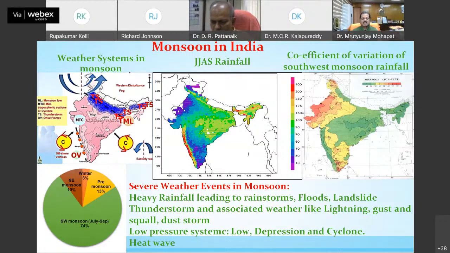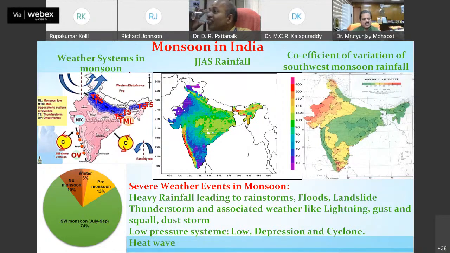We also experience thunderstorms associated with weather like lightning, gusts, squall, and dust storms. And there are many low pressure systems developing during the monsoon season that include low pressure areas, depressions and cyclones. During the onset phase of monsoon, we also experience heat wave conditions, and sometimes during the break monsoon conditions, also, there are heat wave conditions. The heat wave conditions aggravate during monsoon, especially over northern parts of the country, because of the combined impact of temperature and relative humidity.